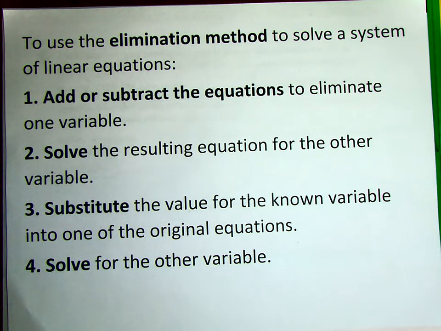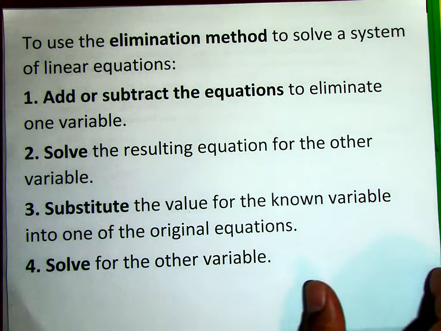So remember, our steps in solving a system of linear equations by the elimination method is to add or subtract the equations to eliminate one variable, solve the resulting equation for the other variable, substitute the value for the known variable into one of the original equations, then solve for the other variable. So let's take a look at an example.